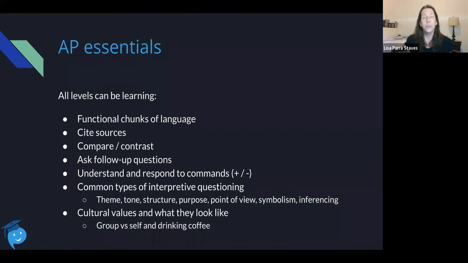So getting students to understand, yes, there's this thing that we all have or that we both have, like coffee. But how people view the coffee can be different from culture to culture just because of the difference in cultural values. A collectivist society versus an individualist society, and how those societies are governed differently just because of these values.